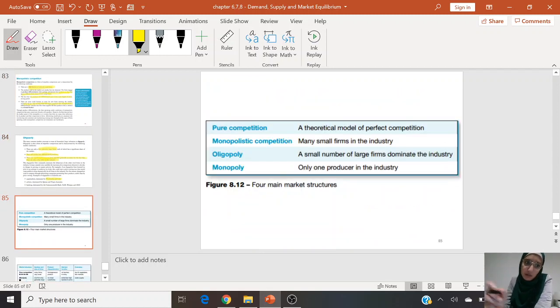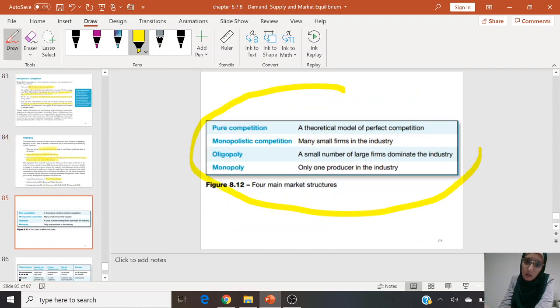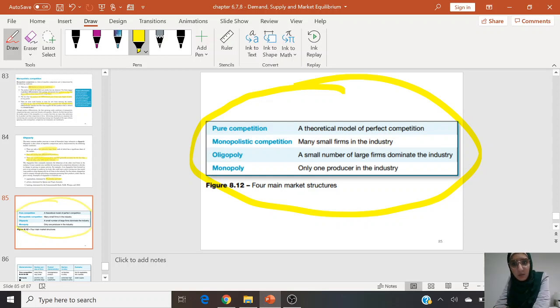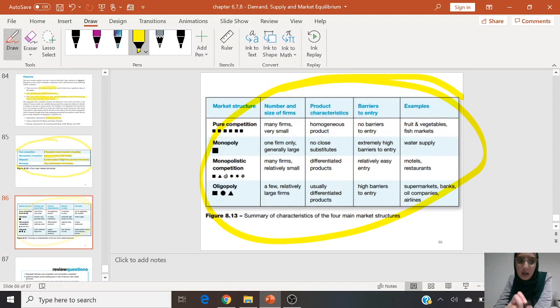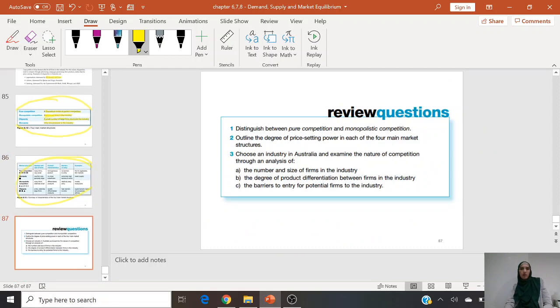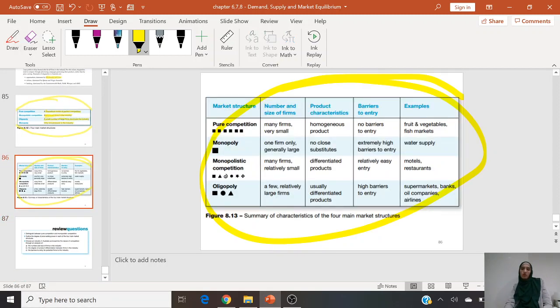If I were you, I would actually write this down. It's going to help you remember. Pure competition is a theoretical model of perfect competition. We've discussed that. Monopolistic competition has many small firms in the industry. Oligopoly is a small number of large firms in the industry, and monopoly is only one producer in the industry. This is basically summarizing everything that we've done. I need you guys to write this down, please. And I think that is it. That's it with this chapter. We're actually officially done. If you guys have any other questions, please feel free to ask me.